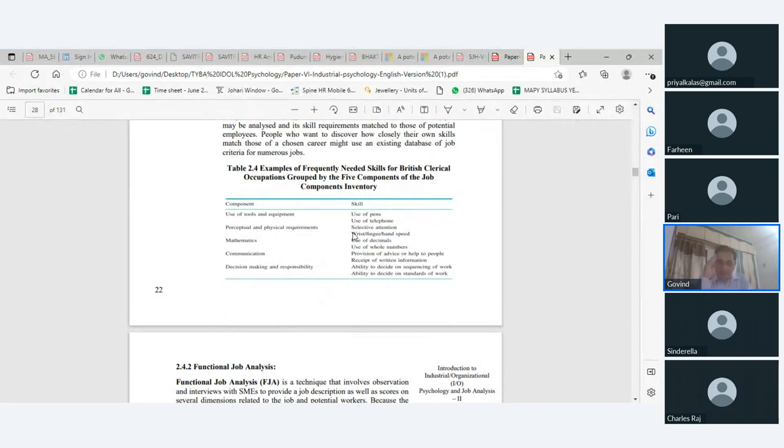Mathematics: whether the person has attention to detail, whether he can check whatever he has typed and see if the sum is correct or incorrect. He or she should be able to do that.